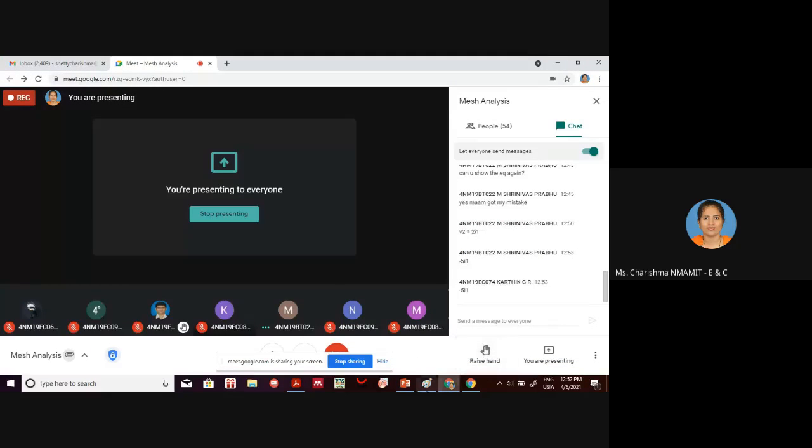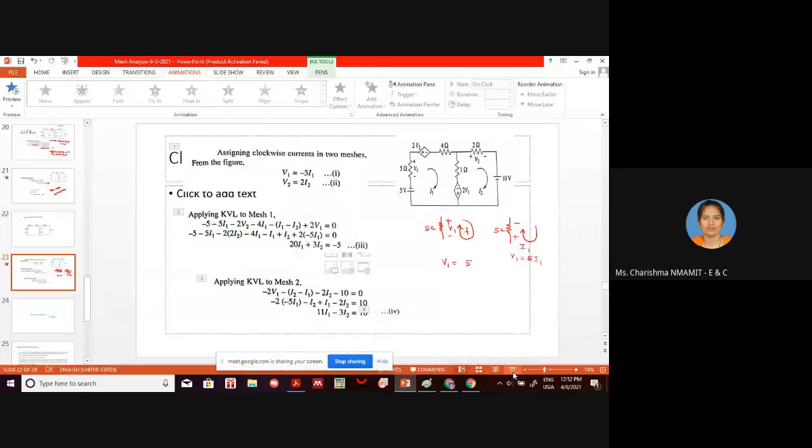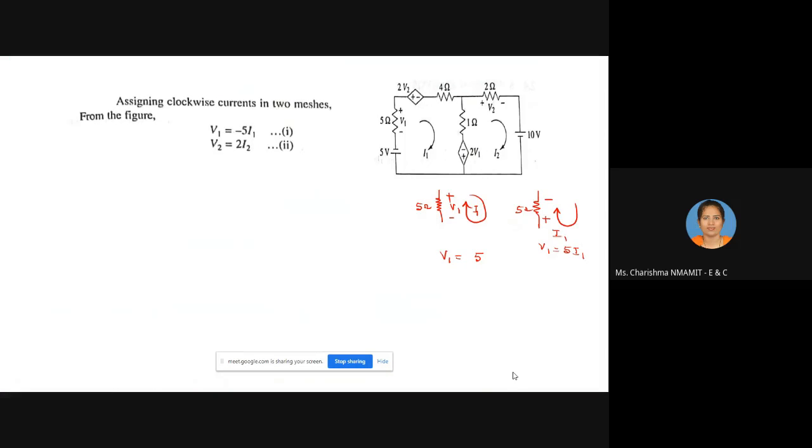Minus 5I1. Did you get it? Why is it minus 5I1? So V1 is nothing but minus 5I1. Suppose if this was the polarity given in the problem, then it is plus 5I1. Okay, now see V2. What is V2?